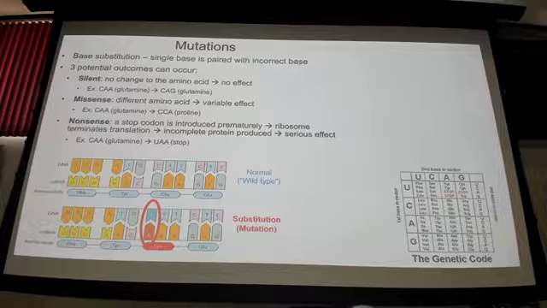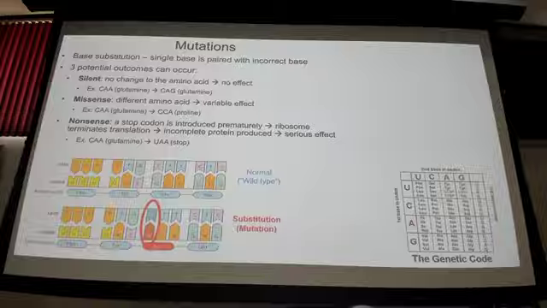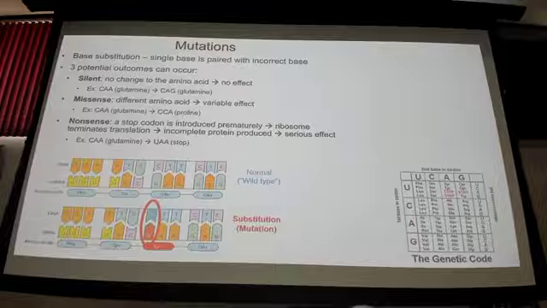It's just the way that this code has evolved over time to give you a little bit of leniency because mutations do happen. So if they do happen, sometimes they can be forgiven. And by forgiven, I mean it ends up being a silent mutation. There's no effect at all. There's no phenotypic effect on the protein.